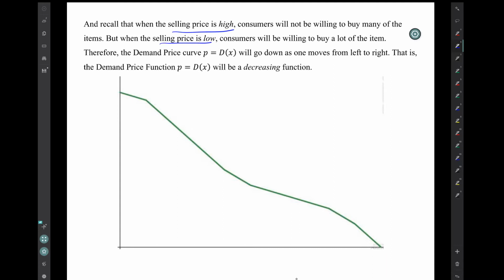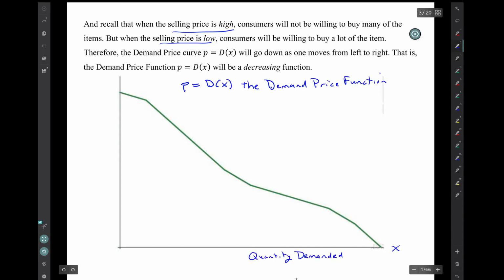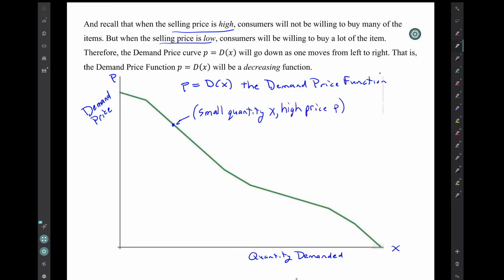So here we have a graph of a typical shape for a demand price function. Again, this graph reflects the idea that when the price is high, consumers will not be willing to buy many of the items. But when the price is low, consumers will be willing to buy a lot of the item.